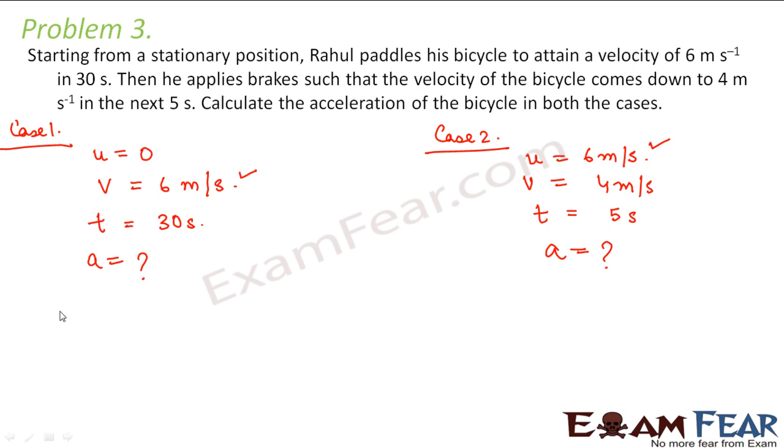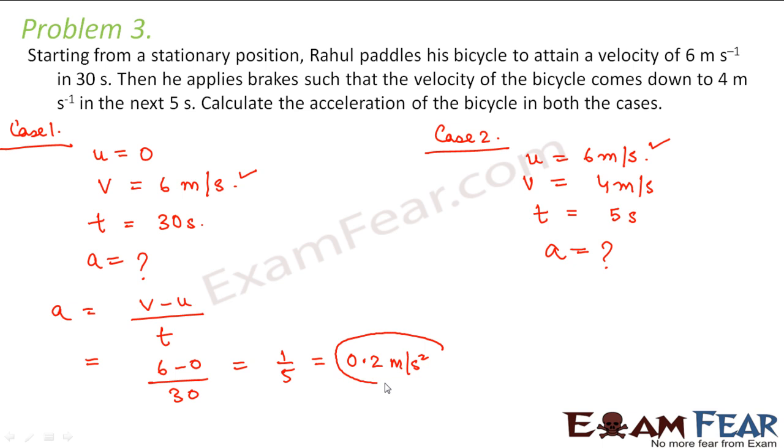So we have to find out the acceleration in both these cases. So we will use the same formula. Here acceleration will be change in velocity by time taken, that is 6 minus 0 divided by 30. This comes out to be 1 by 5, which is equal to 0.2 meter per second square. So here acceleration is positive because the speed is increasing from 0 to 6.